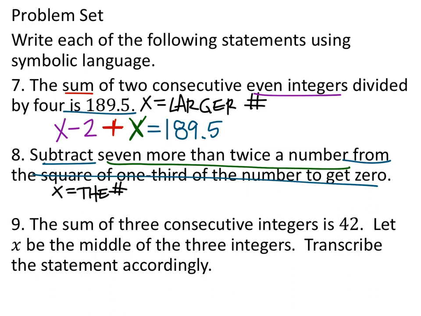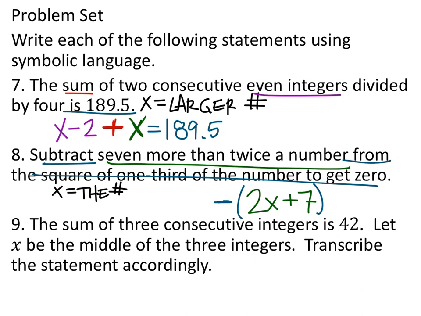All right, so let's put together 7 more than twice a number. So that's twice a number, but 7 more than that. And we're going to subtract that from the square. All right, we are subtracting this from something, so we're going to have to take all of it and subtract it, specifically from the square of 1/3 of a number.